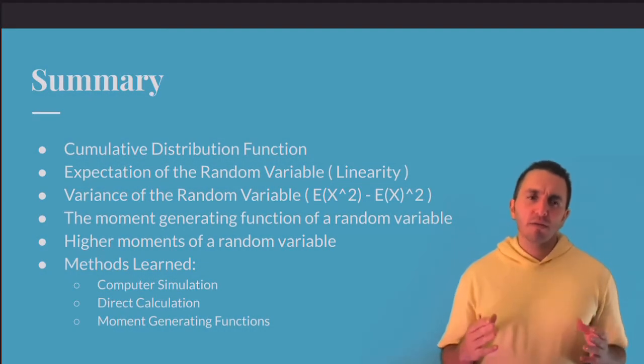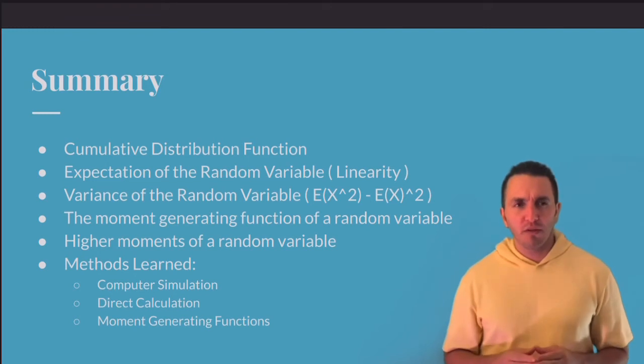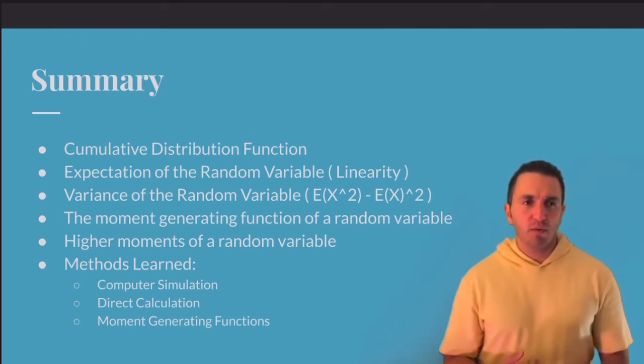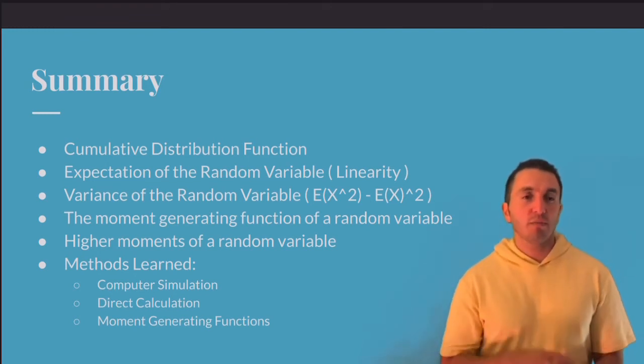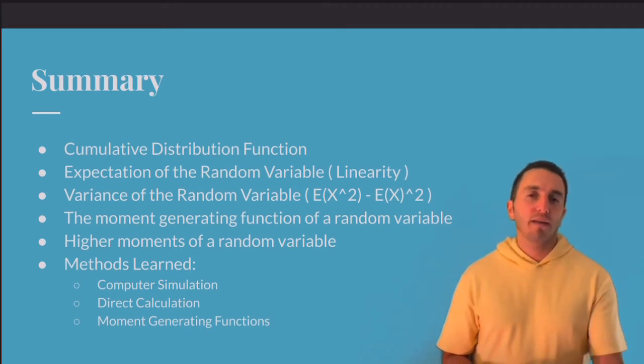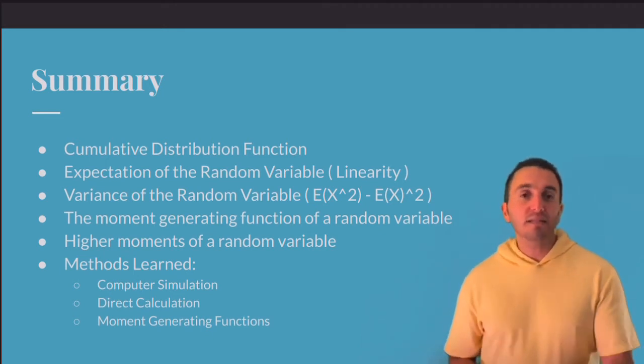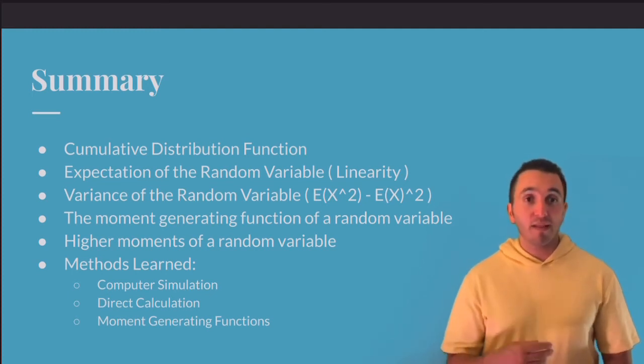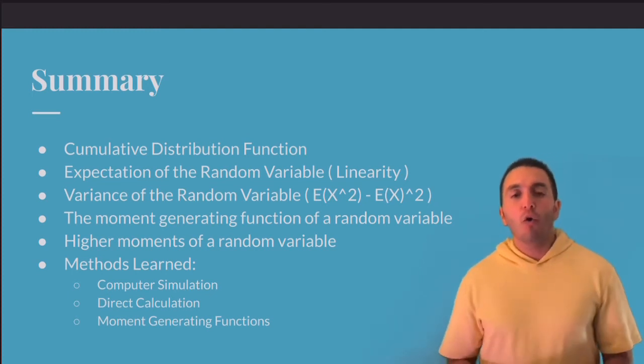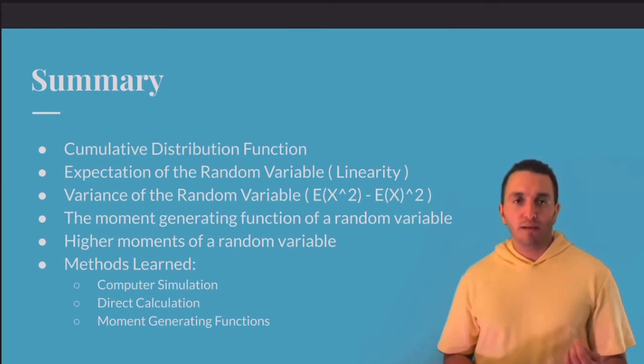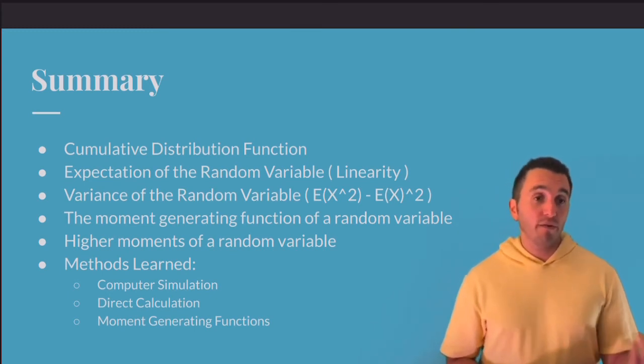So now, to recap, we've talked a little bit about the cumulative distribution function. We've talked about what expectation is. We've talked about what the variance is. We've talked about how we can calculate them. We can calculate them directly on the instance of a random variable, we can calculate them directly on the random variable itself, or we can calculate them using a moment generating function for the random variable.